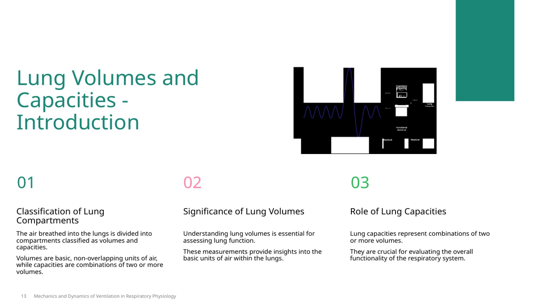Finally, let's consider the role of lung capacities. Since capacities are made up of multiple volumes, they are especially useful because they reflect the overall ability of the lungs to hold and move air. This makes them essential tools for evaluating the general functionality of our respiratory system. Understanding these concepts helps us see the bigger picture in respiratory physiology and how the lungs operate as a whole.